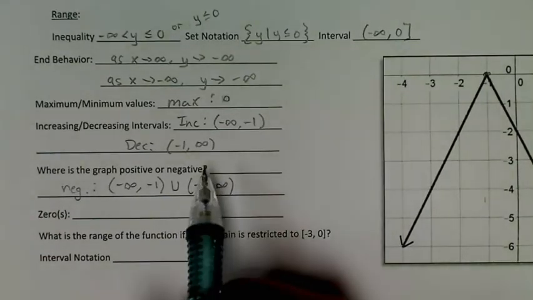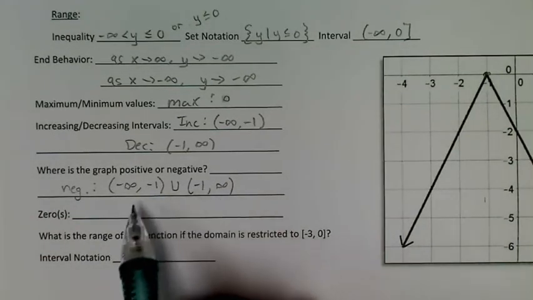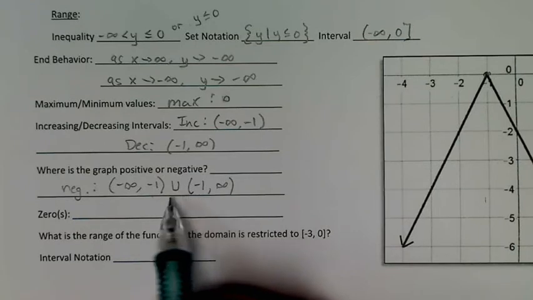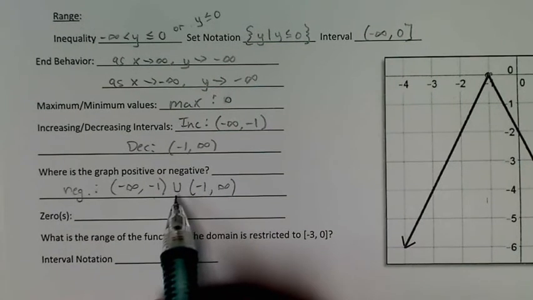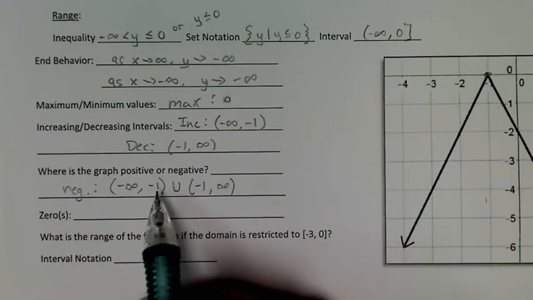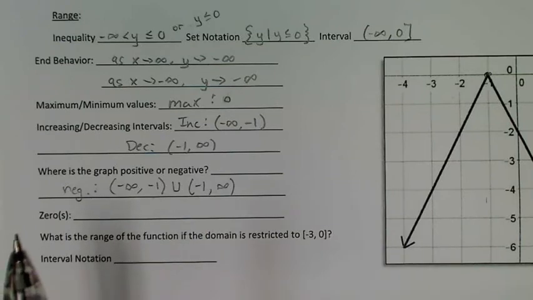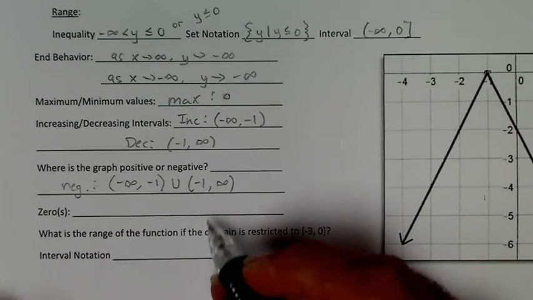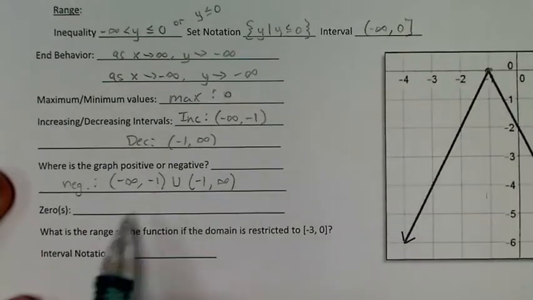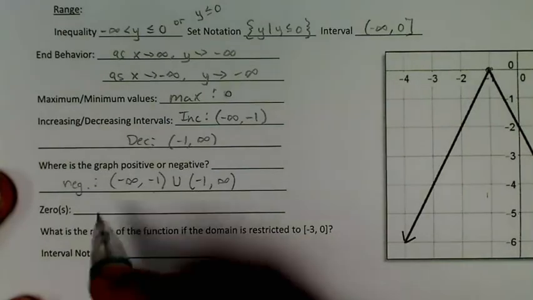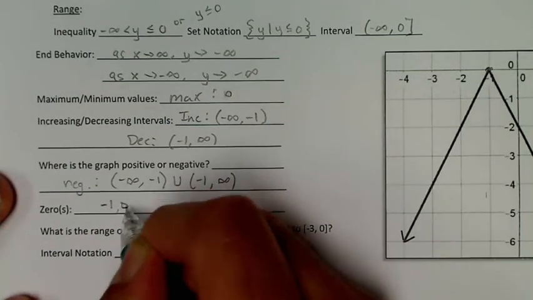So why did we write it like this? Because this is interesting. What this notation says is -1 is not included in this interval, and -1 is not included from this interval. So I can deduce from that that -1 is on the x-axis because it's neither positive nor negative. So what are the zeros? Well, the zeros, I can get from my positive and negative intervals even without the graph. My zero is -1, 0.